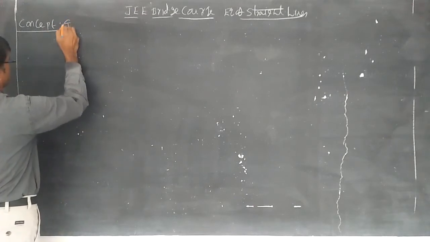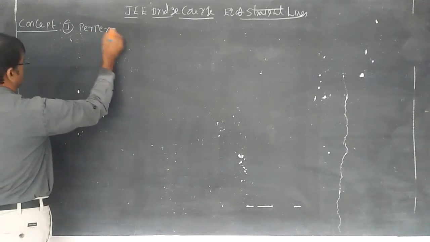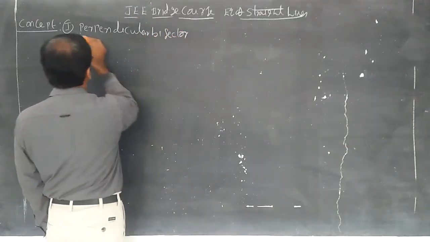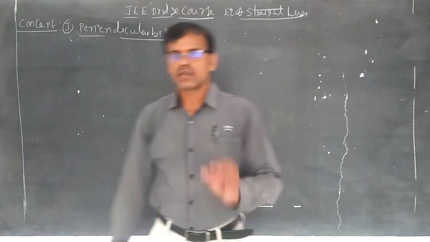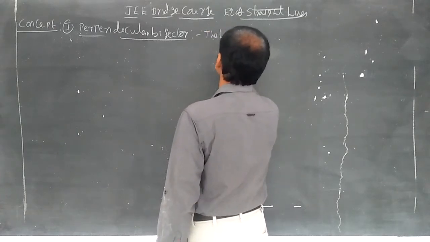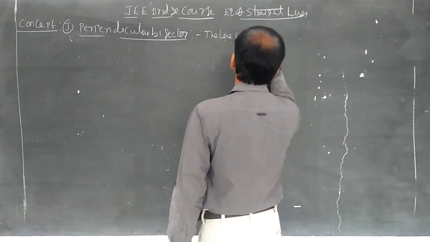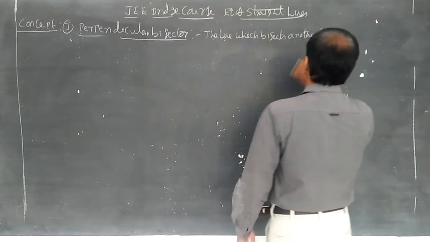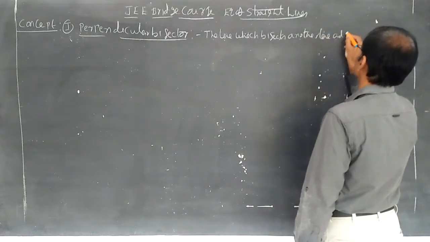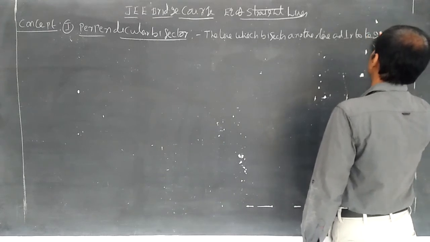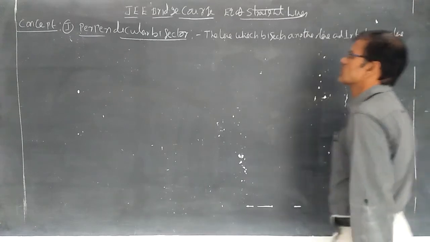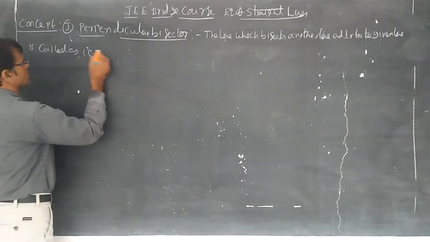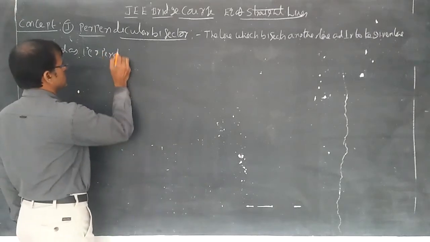First one, perpendicular bisector. The line which bisects another line and is perpendicular to the given line, that is another line, is called a perpendicular bisector.